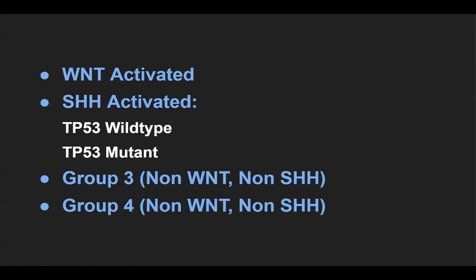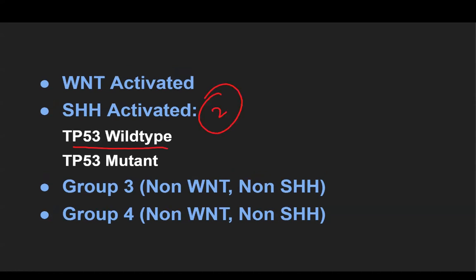Okay, back to the molecular profiles. We have these four main groups. WNT activated, which is wingless tumor activated. Then we have SHH activated, sonic hedgehog. Then we have group 3, which are neither wingless tumors nor sonic hedgehog, and group 4, and they are also from the same category. Sonic hedgehog is further divided into two groups: TP53 wild type and TP53 mutants. And why does it matter for us to understand this? Because both of these groups behave completely differently from each other. So moving on to the next slide.